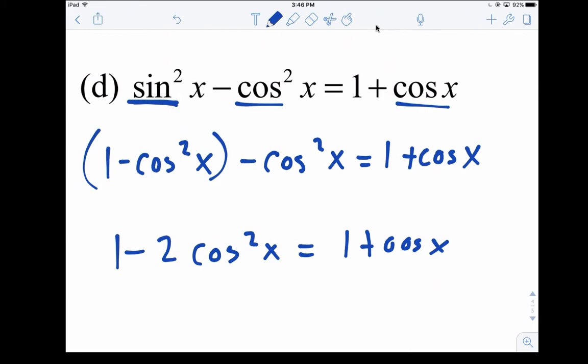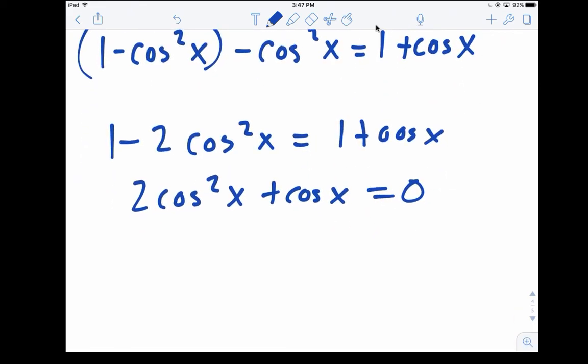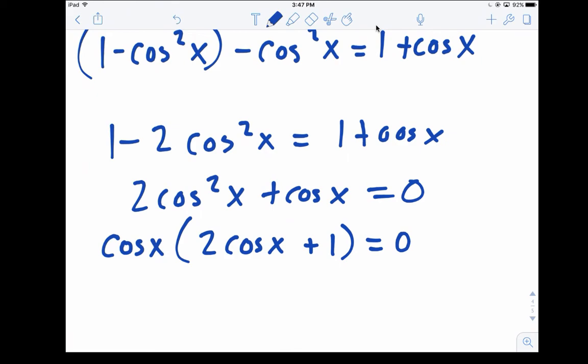Okay, I'm going to put everything on one side, so that's going to give me 2 cosine squared plus cosine of x. If I subtract the 1 over from the left to the right, those will cancel out. So you have two terms here. They both have a cosine in common, so you're going to factor that out. So you're left with cosine times 2 cosine plus 1. Alright, so you have cosine is equal to 0 and 2 cosine plus 1 is equal to 0.